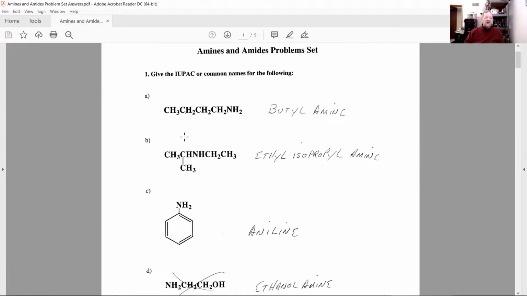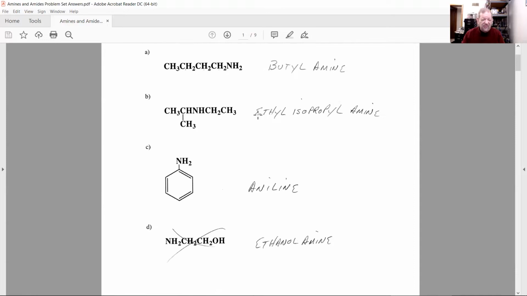All right, let's look at A. Ooh, what's different? Nitrogen. Remember, amines have 3 bonds to them, and it has an R group. The common name, what's the R group on nitrogen? Butyl. And actually, this should be N-butyl. That should be N-butylamine.